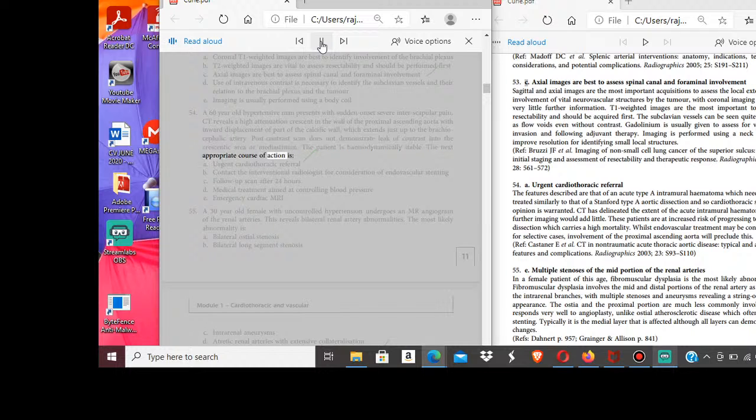The next appropriate course of action is A. Urgent cardiothoracic referral. B. Contact the interventional radiologist for consideration of endovascular stenting. C. Follow-up scan after 24 hours. D. Medical treatment aimed at controlling blood pressure. E. Emergency cardiac MRI.